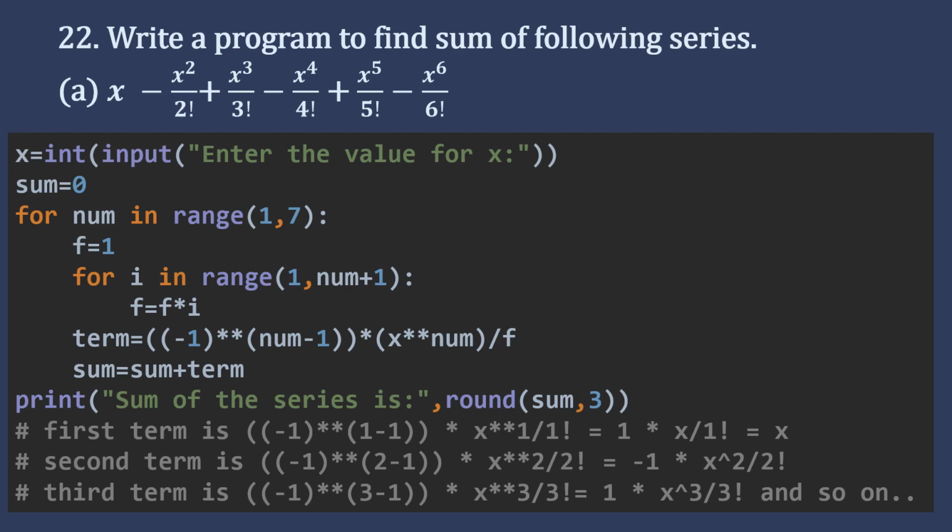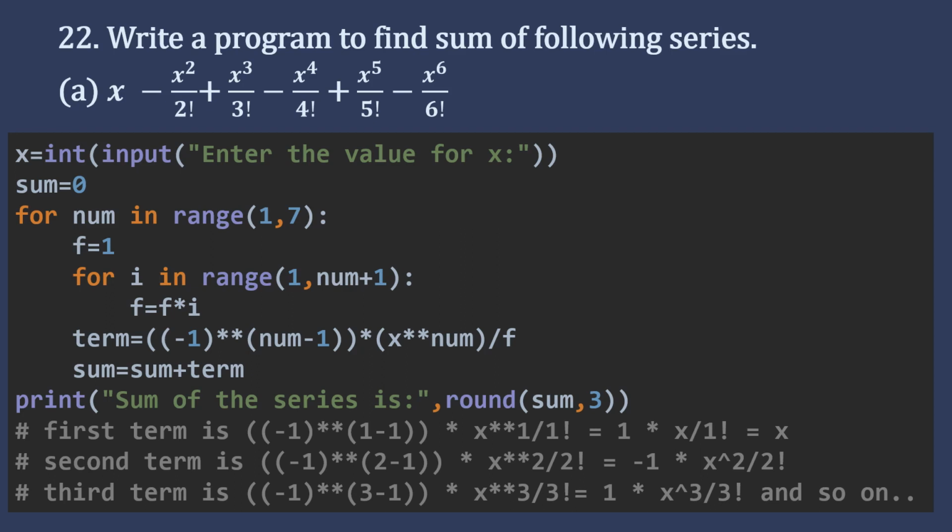So we will take a variable x as input, and we will take another variable sum, which is initialized with 0. Now for num in range 1 to 7, because there are 6 terms, so num will range from 1 to 7. So here f is equal to 1, which will store the factorial of the numbers. So here in the next for loop, we will find out the factorial of the particular number.